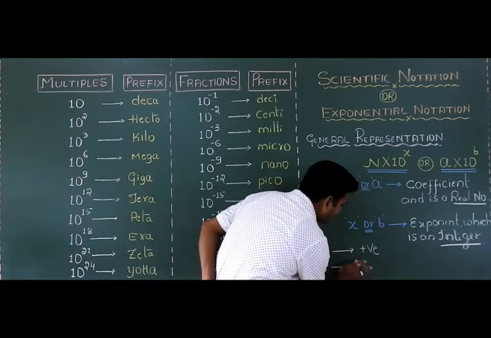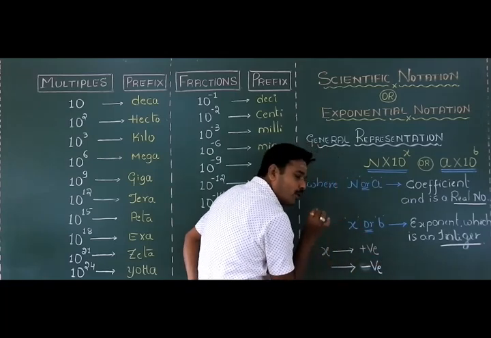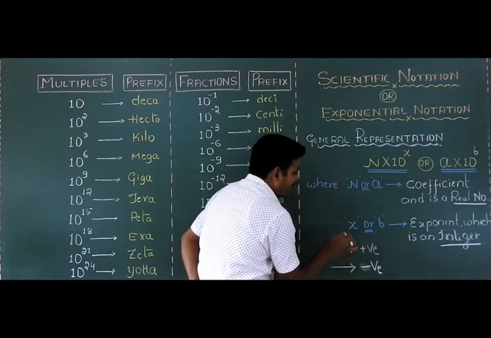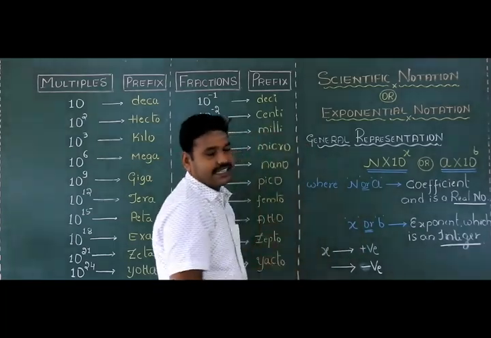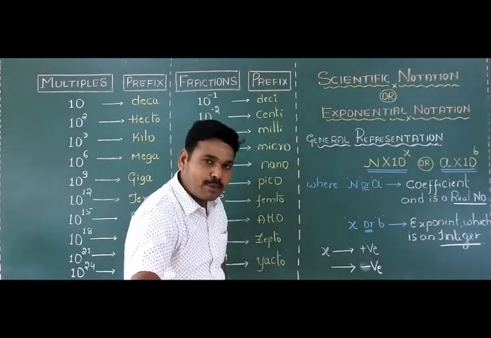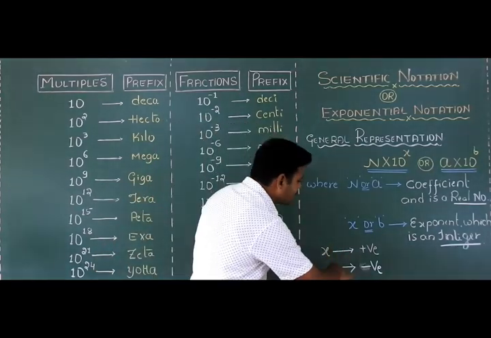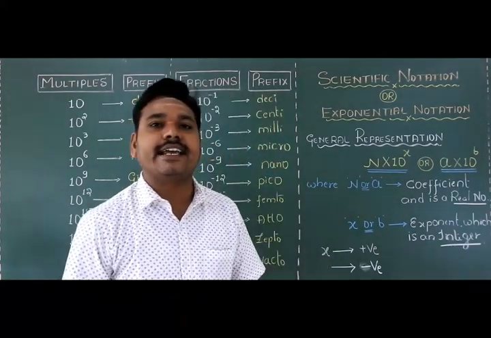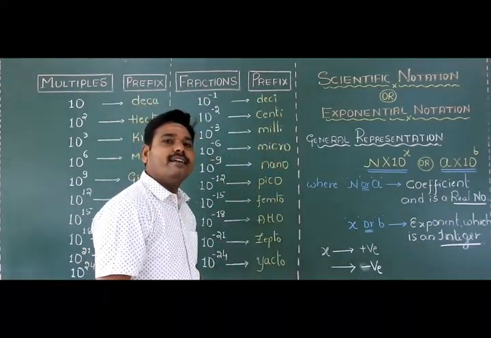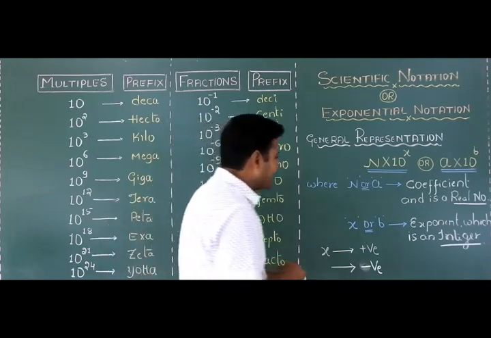Students, listen to this point carefully. The exponent becomes positive only when we shift the decimal point towards the left hand side, whereas the exponent becomes negative only when we shift the decimal point towards the right hand side. Students, is it clear? Is there any doubt in this point? So let us take an example.